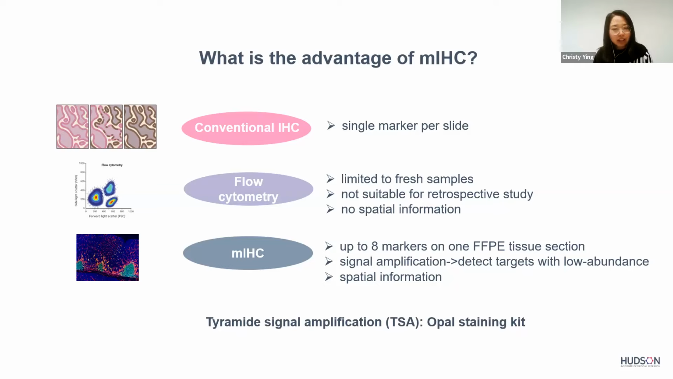There are actually several commercial kits available from different companies. They all use the key technology for mIHC, which is tyramide signal amplification. And I have been using this technology since 2016, and I will use the Opal staining kit as an example to explain how mIHC works and how I applied it in my cancer research.